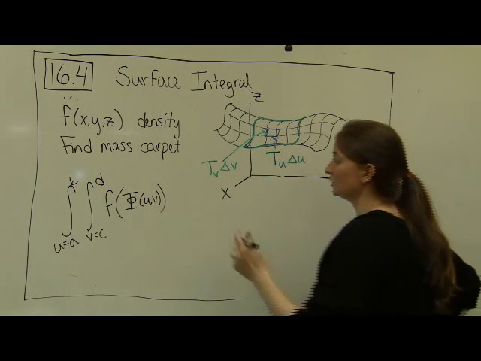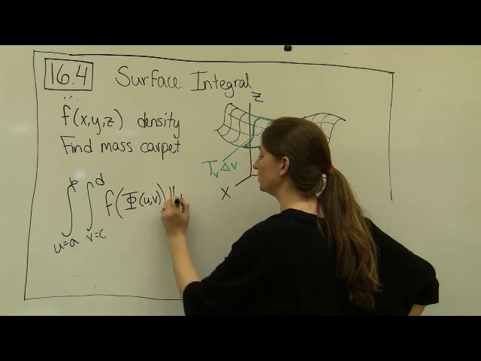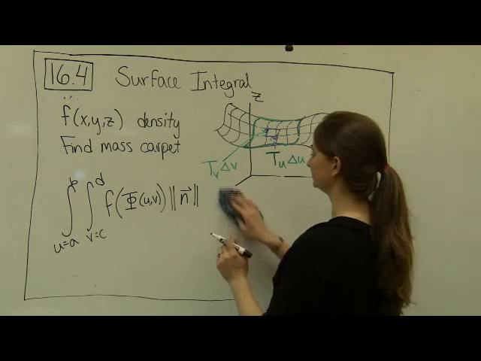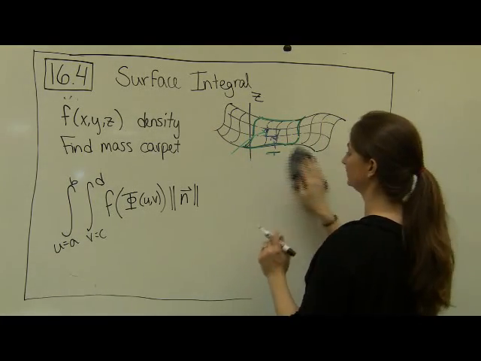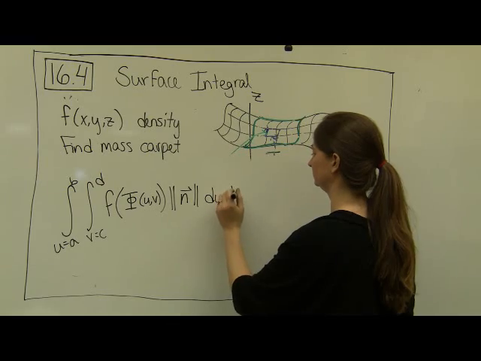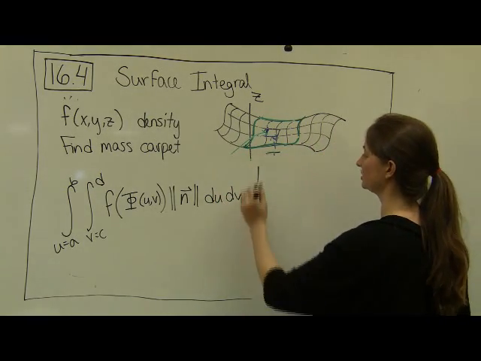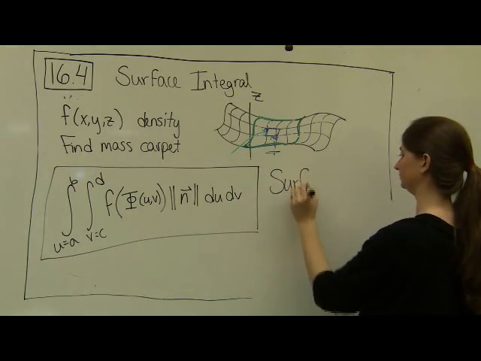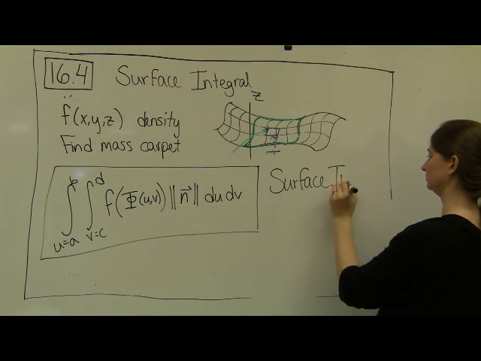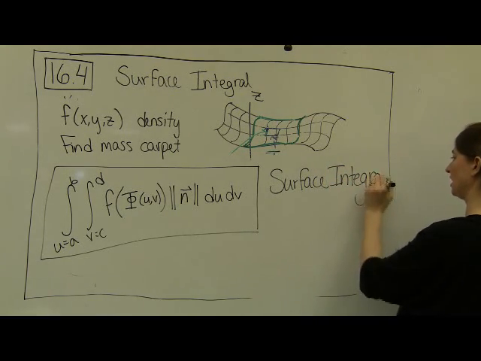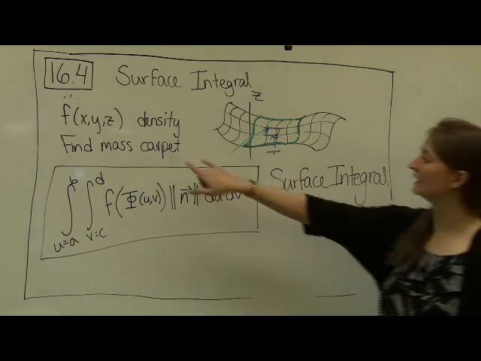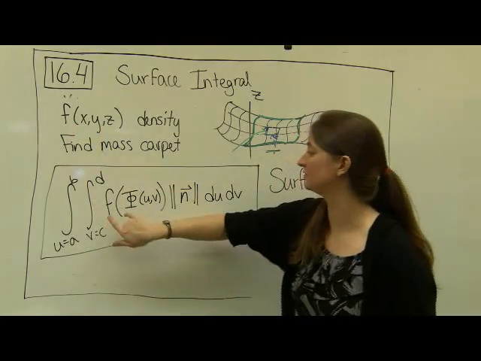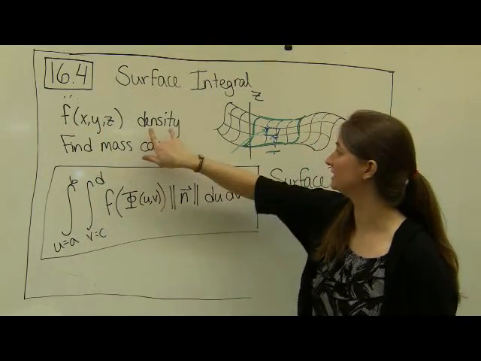But then I also have to take into account how big the magic carpet is. So the area of that magic carpet is given by the magnitude of the normal vector du dv. So this is what we call a surface integral. And what is the surface integral calculating? It's calculating the mass of the carpet where I have a density function given by this function f. So this function f is the density function.